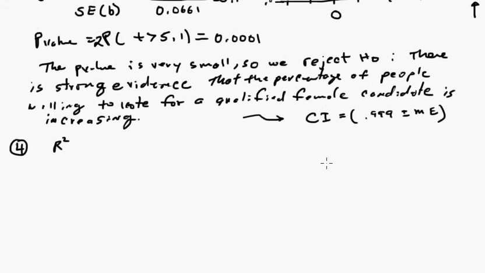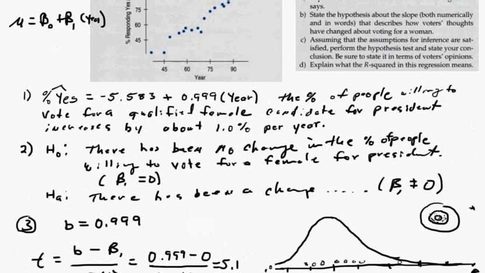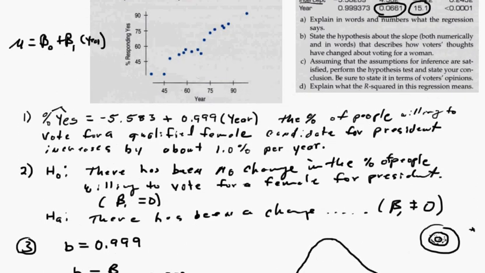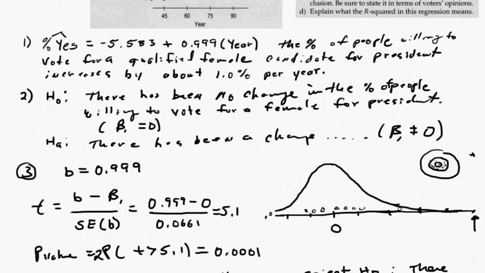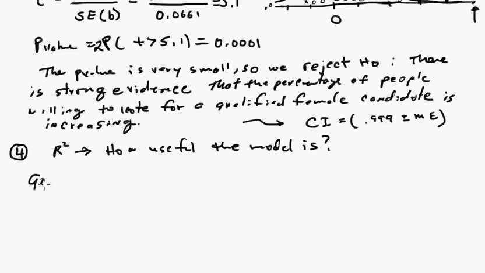R squared tells us how useful the model is. How useful is the model? Essentially, let's see, explain what r squared is for this. So let's look. R squared is 94.2%. So that means 94.2% of the variation, the change in the percent of people saying yes, is explained by time. Is explained by year. So 94, that's quite a bit.